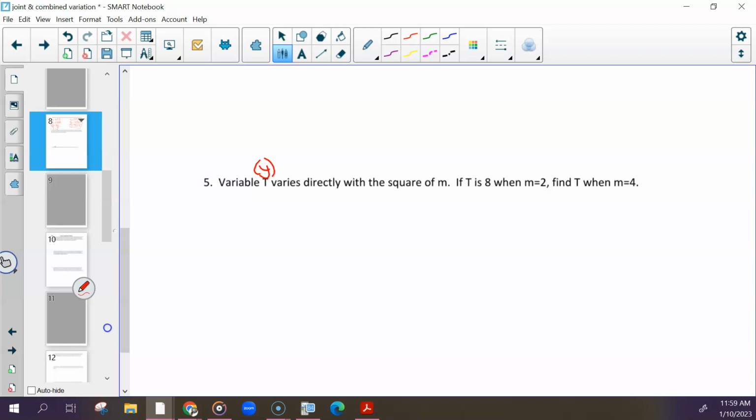Reading the equation of it up and back for a square. So what would it be for this one if we're using t instead of y? T equals... So just make sure you're using whatever variables are given. Okay. Then they give us when t is 8, m is 2, put those in and solve for k.